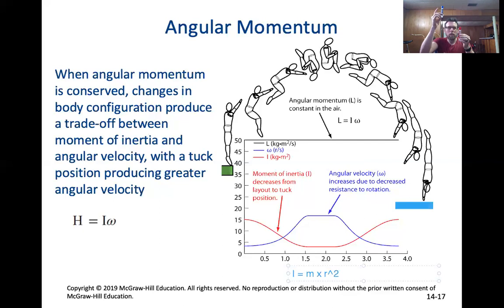We're spinning in the air. And then we start to spread our body out again, and R gets bigger, which makes I bigger, and we start to slow down. And the entire time, angular momentum was conserved, meaning H stayed the same. It's just this trade-off between angular velocity and moment of inertia.